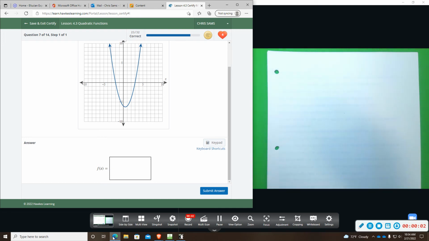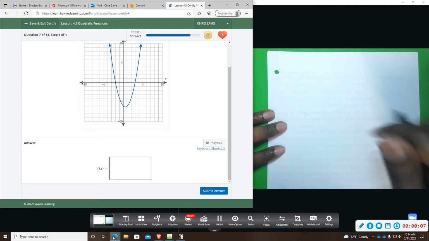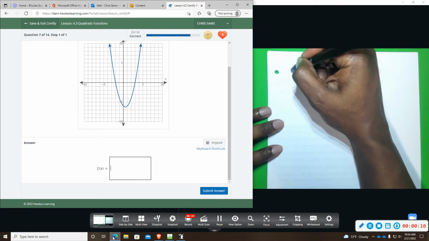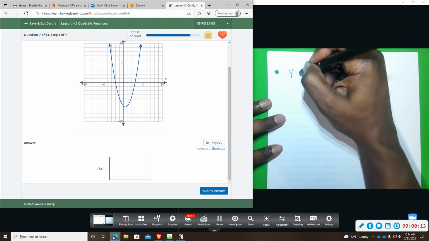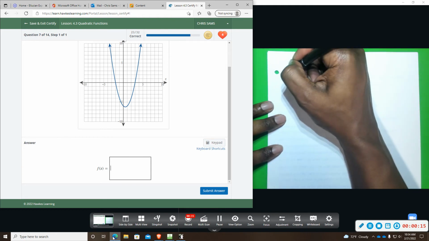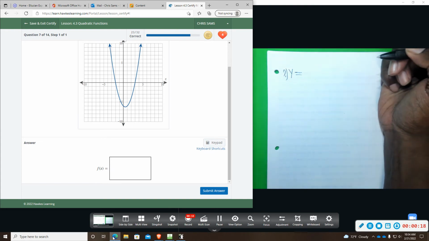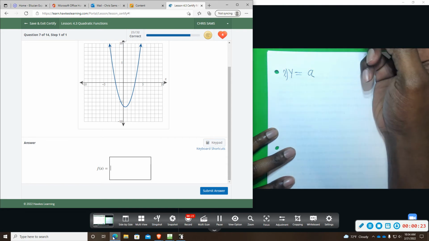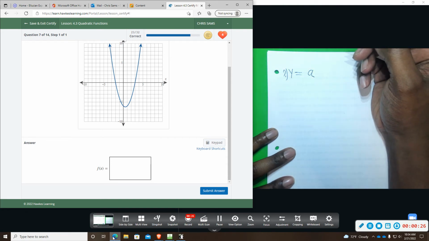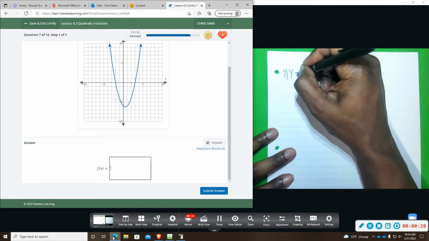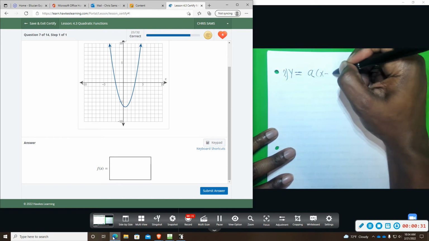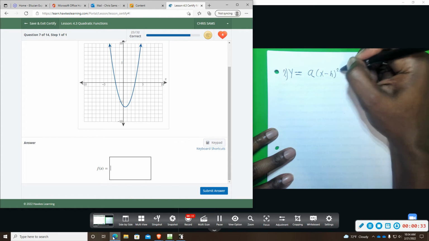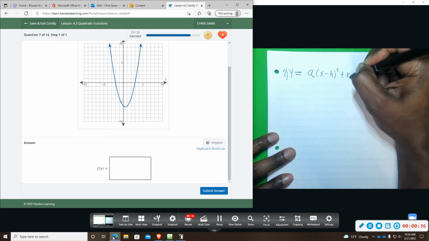All right, number 7 wants us to find the formula for the quadratic function. I'm just going to write it in y equals. They have f of x, but I'm going to write y. You want to start out with the vertex form, which is a x minus h squared plus k.